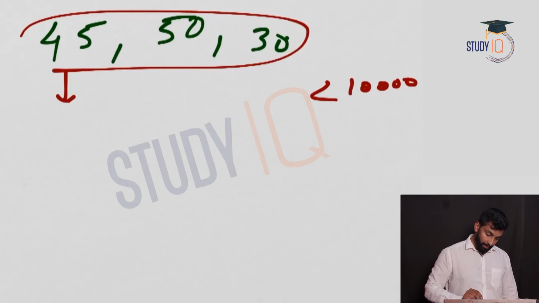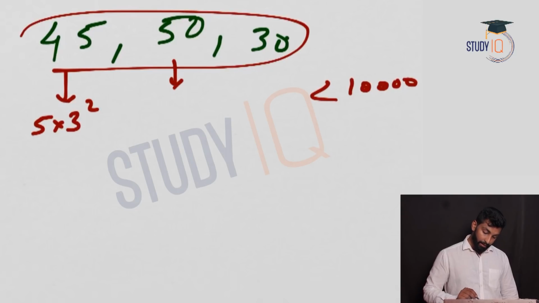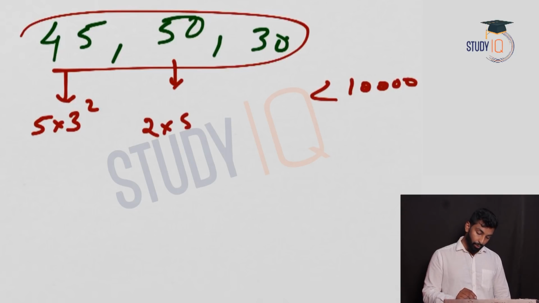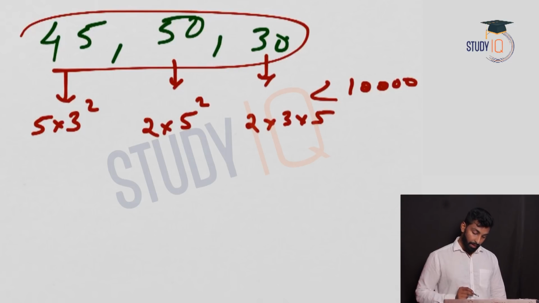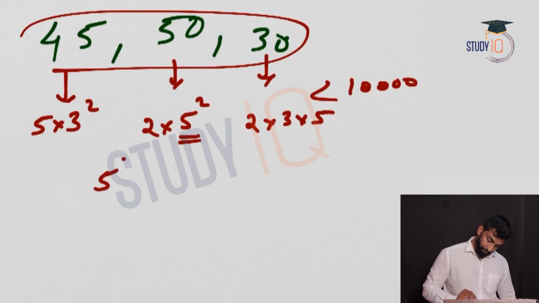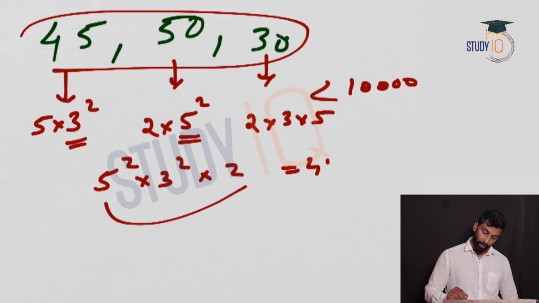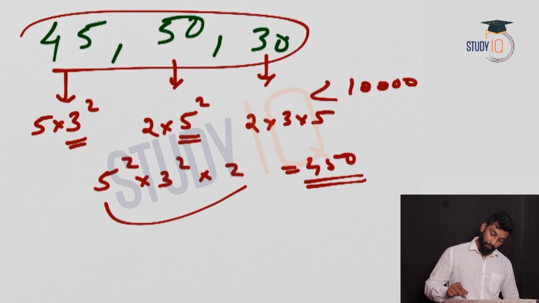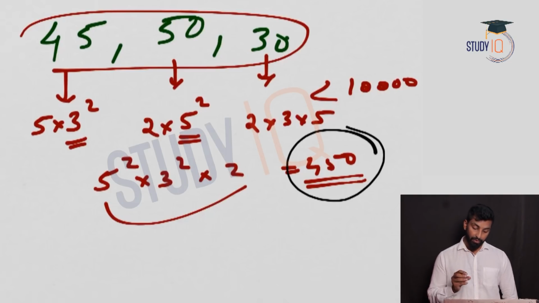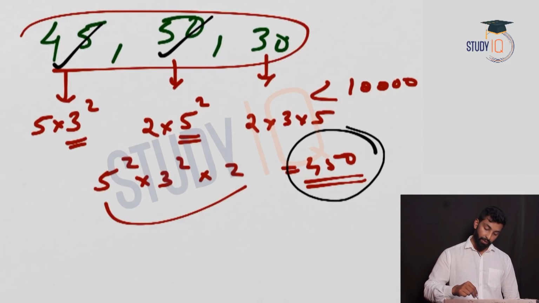Now how will you write this? 45 is nothing but 15 into 3, so 5 into 3 square. How will you write 50? 2 into 25, so this is basically 2 into 5 square. How will you write 30? 2 into 3 into 5. So you got a 5 square, a 3 square, and a 2. So 5 square into 2 is 50, and 50 into 9 is 450. So what does this mean? 450 is the first number which is divisible by 45, 50 and 30.